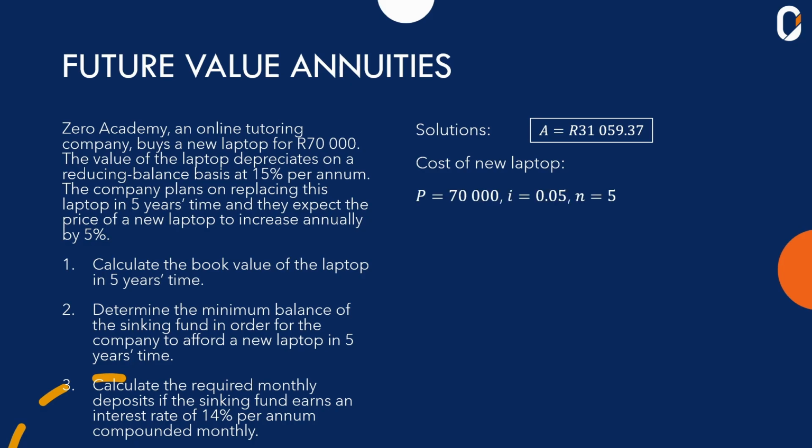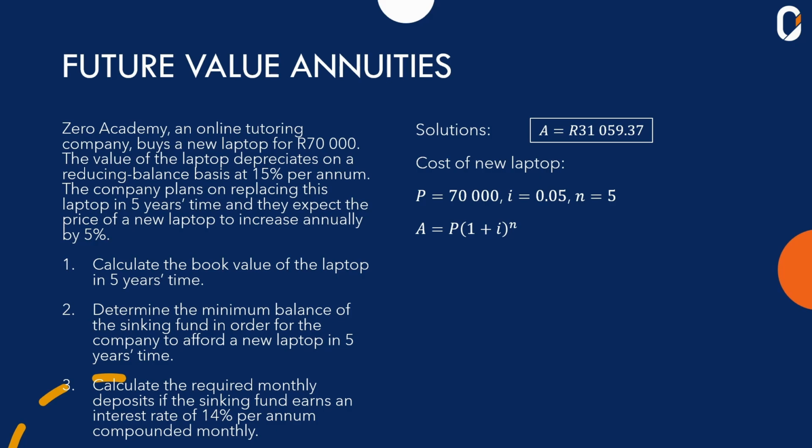Now, I know that in this case, my P is still 70,000 rands, but the interest rate this time around is 5% and hence 0.05, and n is equal to 5 years. And again, introducing my formula, the new laptop is appreciating. It's not depreciating. It's a new laptop. It's appreciating and hence its value is going to increase. And hence we'll use 1 plus i, not 1 minus i as previously used.